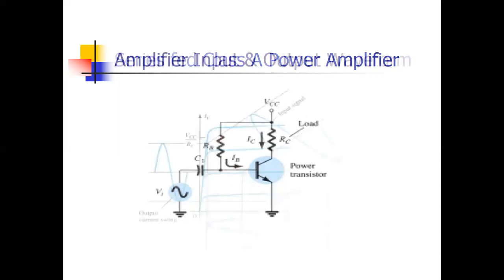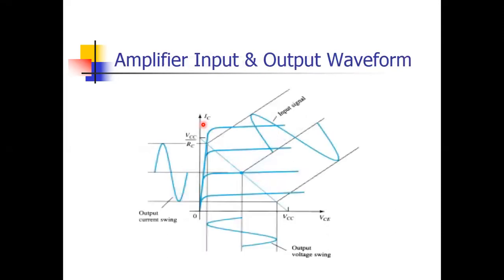Okay. Now see, if you remember, the Q point is at the center of the load line. If the Q point is at the center of the load line, then see, this is your input signal. At this point, this is your output voltage. At this point, this is your output current.